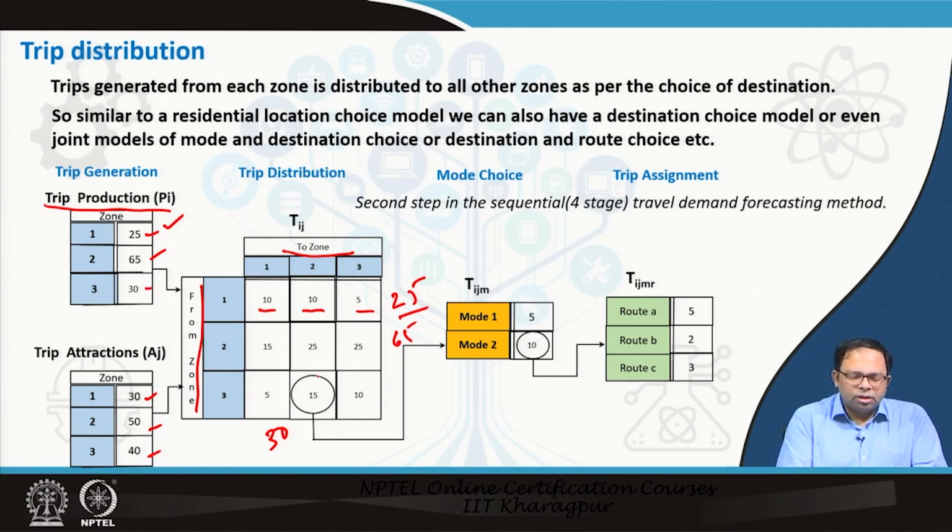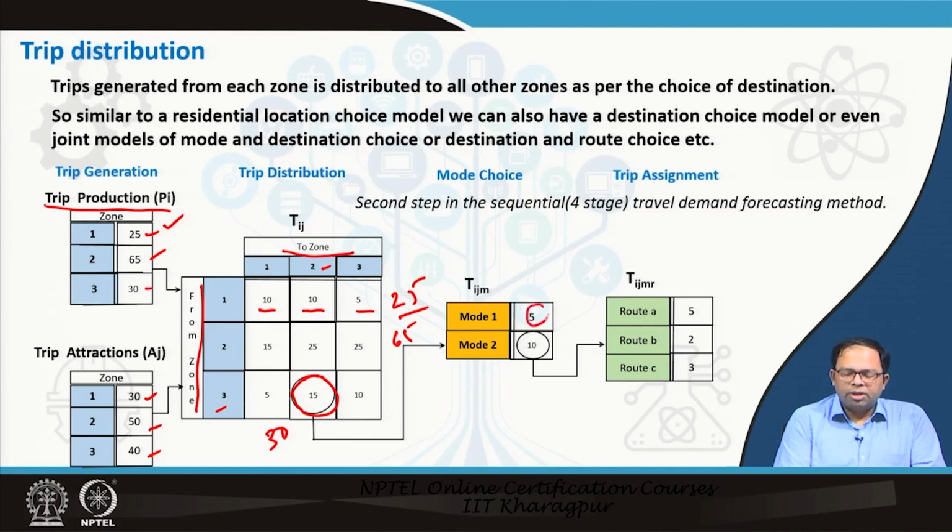So, for each zone to zone flow, for example, for this particular flow, which is starting from zone 3 and ending at zone 2, we have got 15 trips. Then again we have to estimate a mode choice model, where we will determine how these 15 trips should be distributed between different modes.